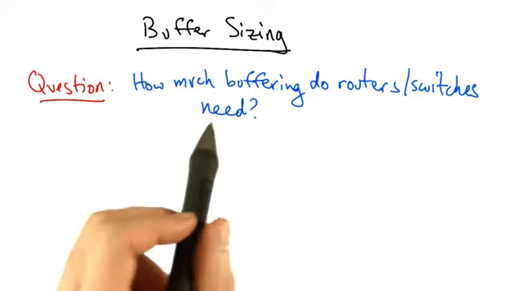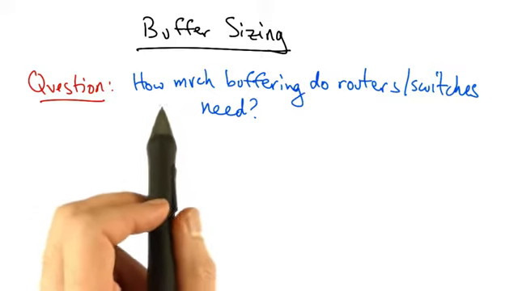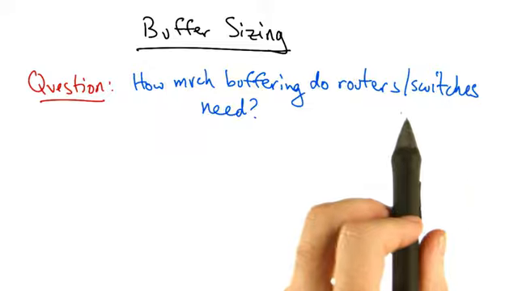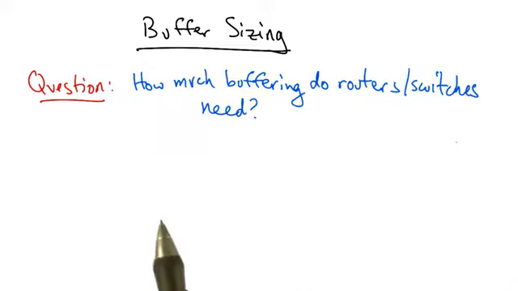So in this lesson, we'll look at an important question in switch design, which is how much buffering do routers and switches need? It's fairly well known that routers and switches do need packet buffers to accommodate for statistical multiplexing, but it's less clear how much packet buffering is really necessary. Now, given that queuing delay is really the only variable part of packet delay on the internet, you'd think that we'd know the answer to this question already.